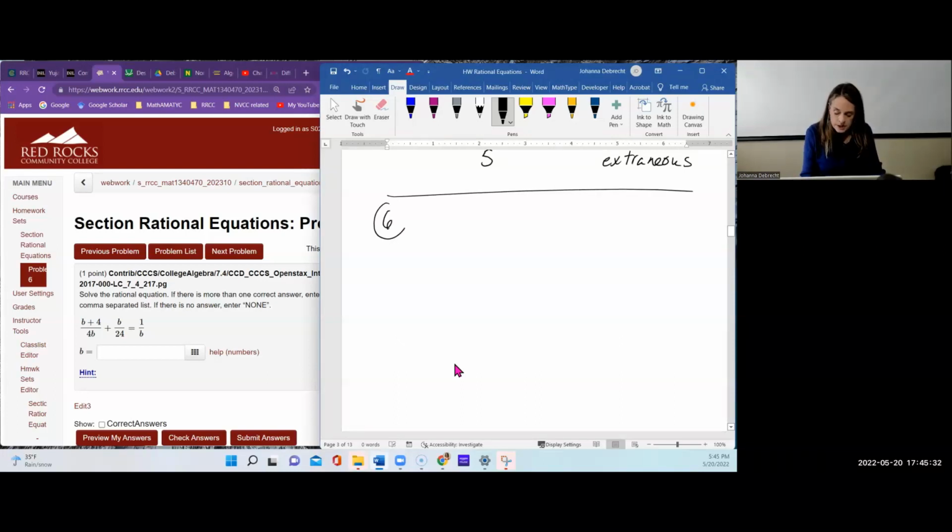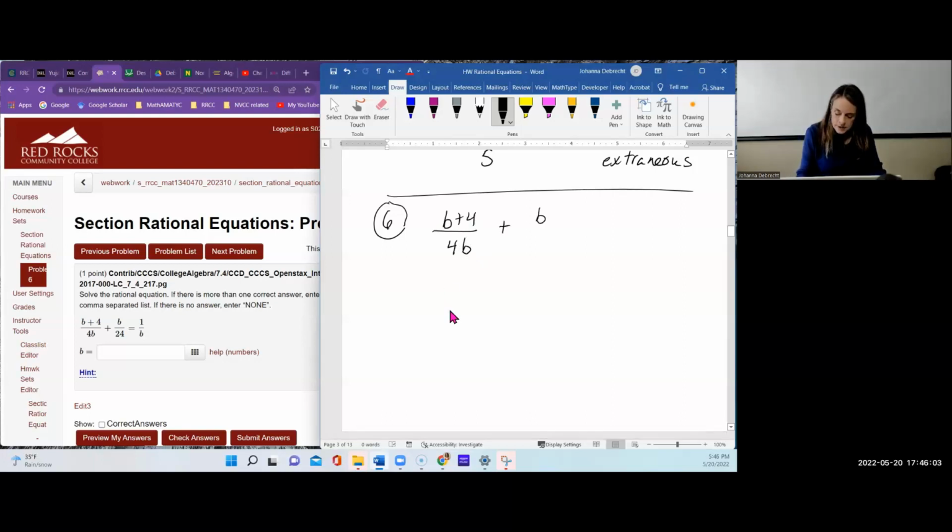In problem number 6, we're given the rational equation b plus 4 divided by 4b. You cannot cancel the b's because of the plus 4. The only thing you can do is bury the b plus 4 in parentheses. It's not a b by itself factor. It's a b plus 4 group factor. Factors are things multiplied or divided by other things. You can't cancel a b by itself with a b plus 4.